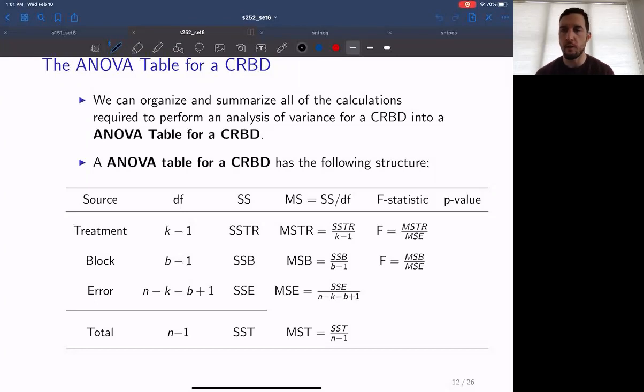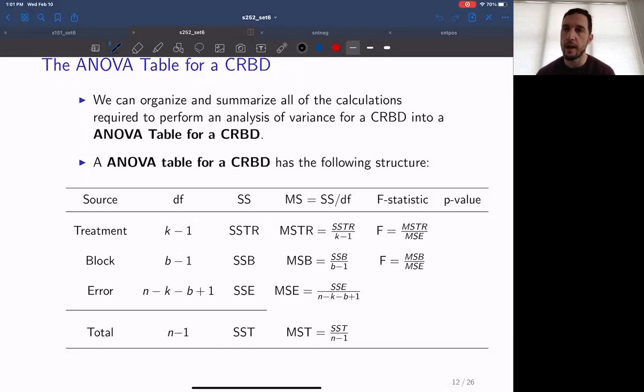So effectively, the CRBD is a one-way ANOVA where the information from this confounding variable, the variable that we want to control for, is removed from the analysis of the variance. You can see, for example, in the ANOVA table for the CRBD that's given on slide 12, we have a treatment source, a block source, an error source, and a total. The block source represents that confounding variable.